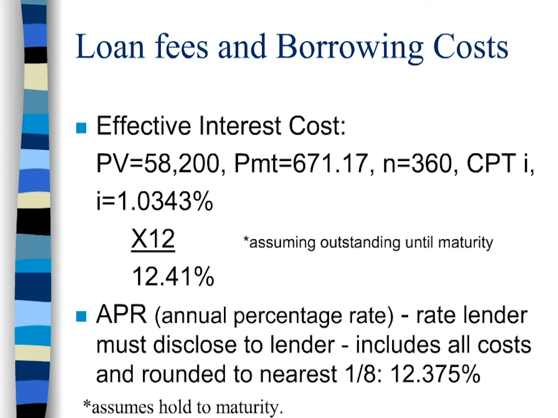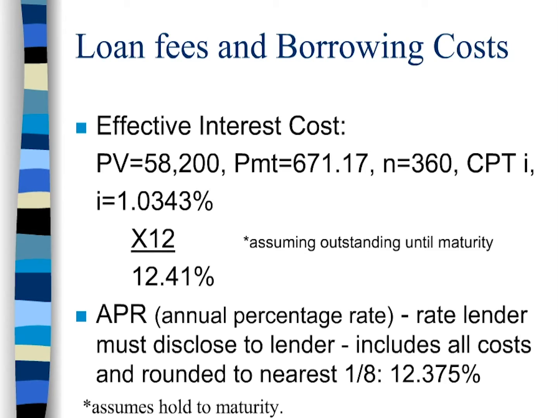So $58,200 is really the present value. The payment is still the one we calculated originally, $617.17, still with 360 as your N. And now we're computing the interest rate. Again, when we get that interest rate, that's a monthly rate, so if we multiply that by 12, we get 12.41%. So that's 12.41% annually, compounded monthly.